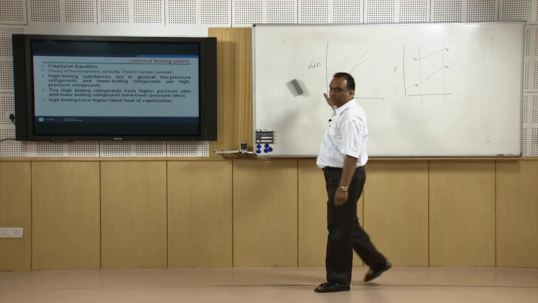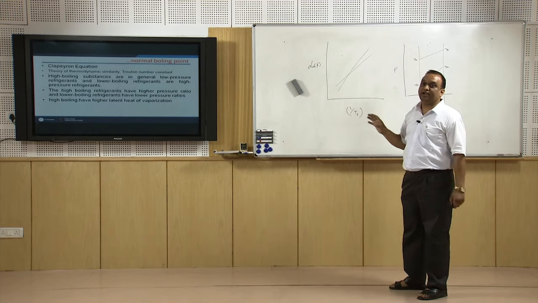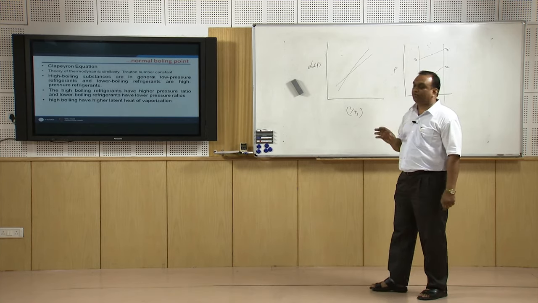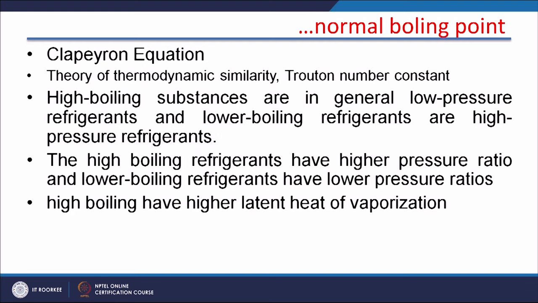Now, this information helps us in deciding which refrigerant we should go for to attain the refrigerating effect. The high boiling refrigerants have a high pressure ratio because the slope of this curve is high, and low boiling point refrigerants have a low pressure ratio. Further, it can be concluded from the previous derivation that high boiling point refrigerants have higher latent heat of vaporization.